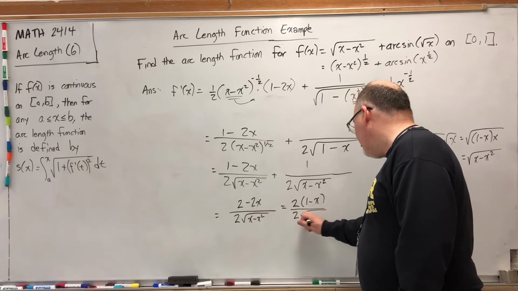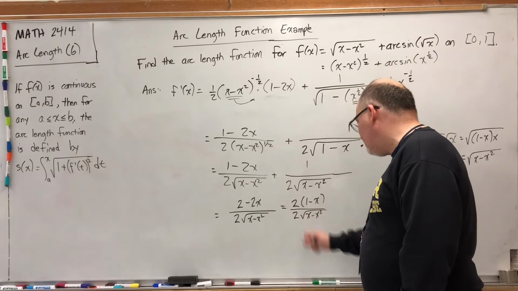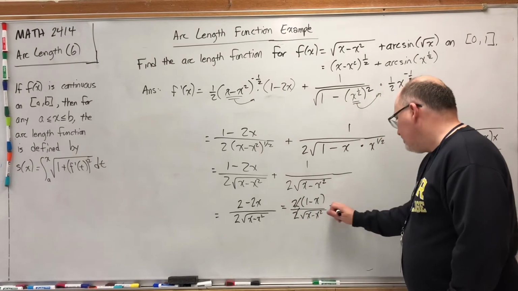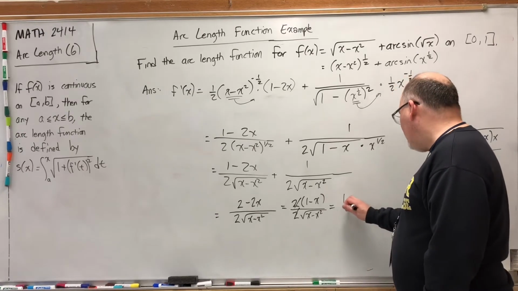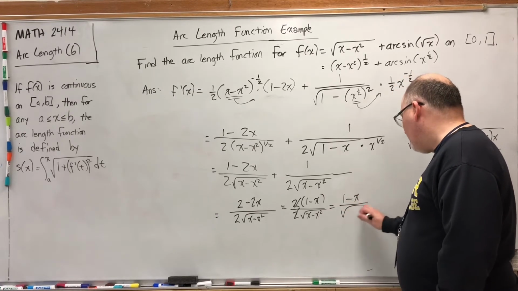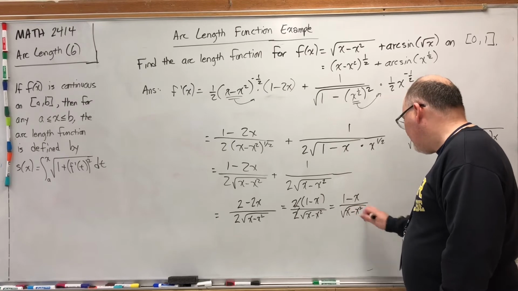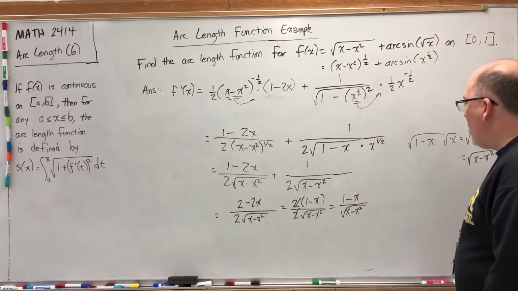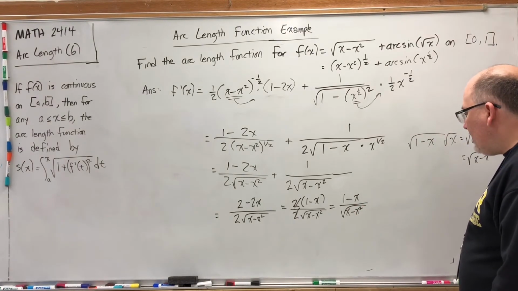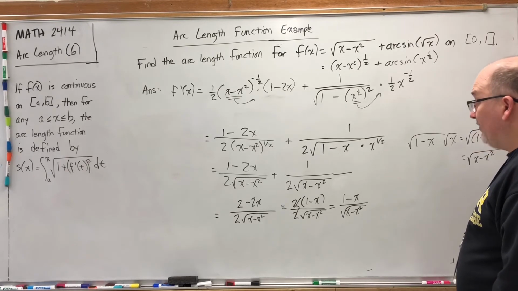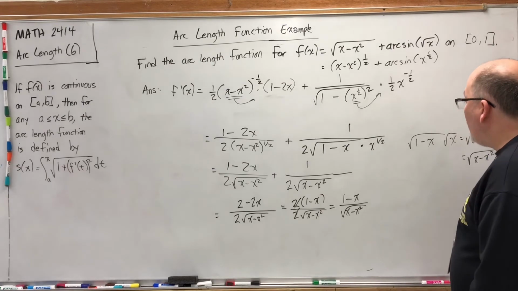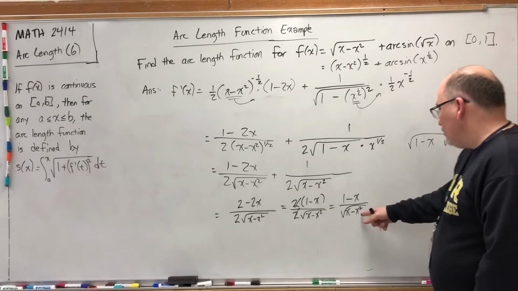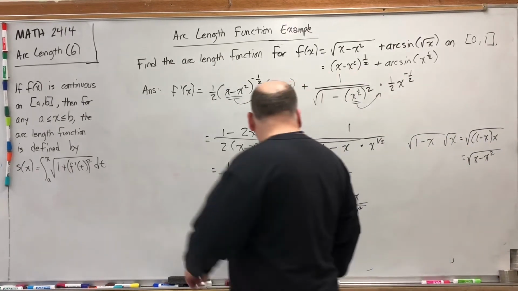And now both the numerator and denominator have factors of 2 which can cancel, because you can only cancel parts of multiplication problems and fractions, leaving 1 minus x over the square root of x minus x squared. So I think we have simplified the derivative as much as we possibly can. Why don't we erase everything and just move the derivative right up here?